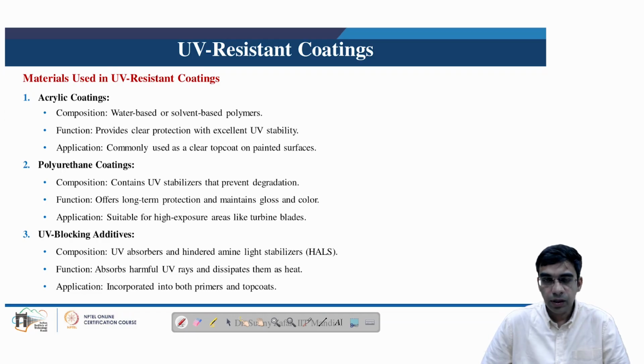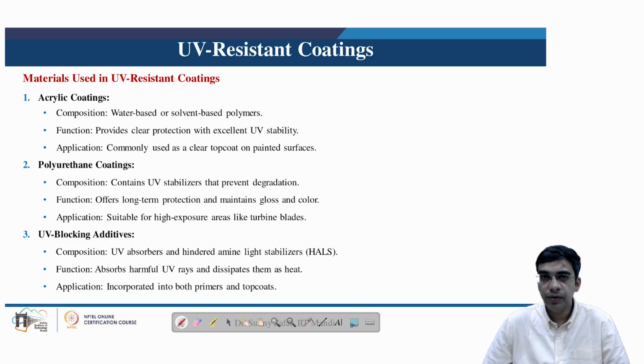Now we see the different types of materials which are used in ultraviolet resistant coatings. These include acrylic coatings. These are basically water based or solvent based polymers. The function is to provide clear protection with excellent ultraviolet stability. The application is done in the form of a clear top coat on painted surfaces.